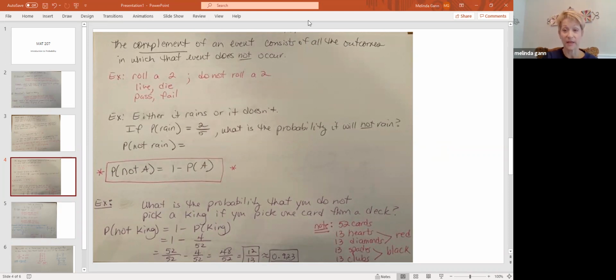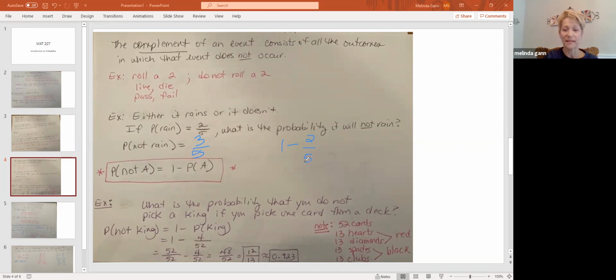See, that's right. You said that without me even telling you how to do it. You said, well, if there's a 2 out of 5 chance it will rain, there's a 3 out of 5 chance it won't rain, the rest of it. So do you understand that when you know the chance something will happen, if you subtract from 1, you get the chance it will not happen? So the chance that it's not going to rain is 1 minus the probability that it will rain.